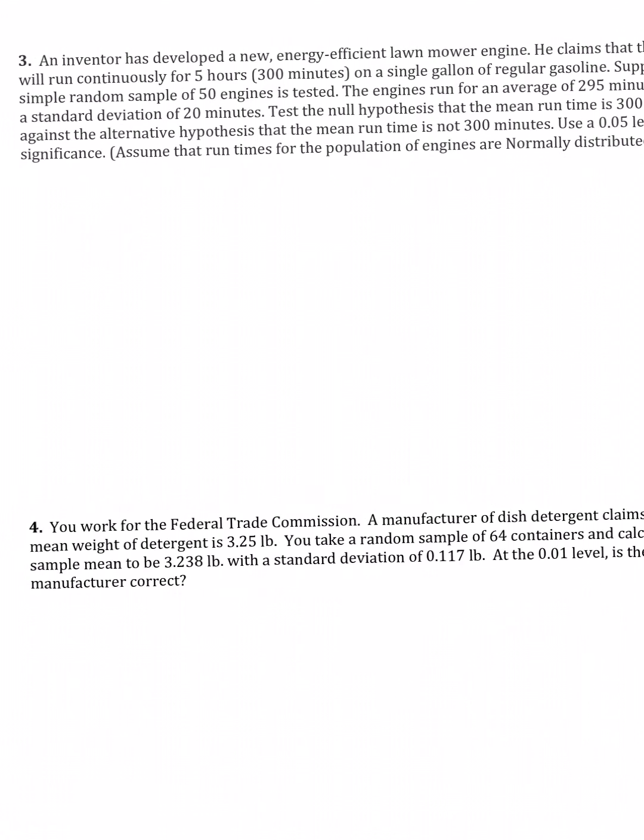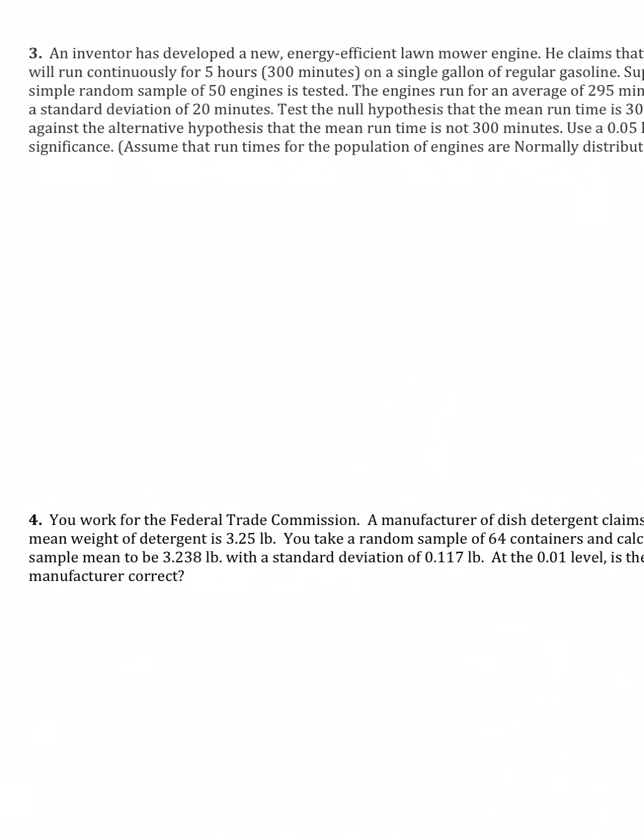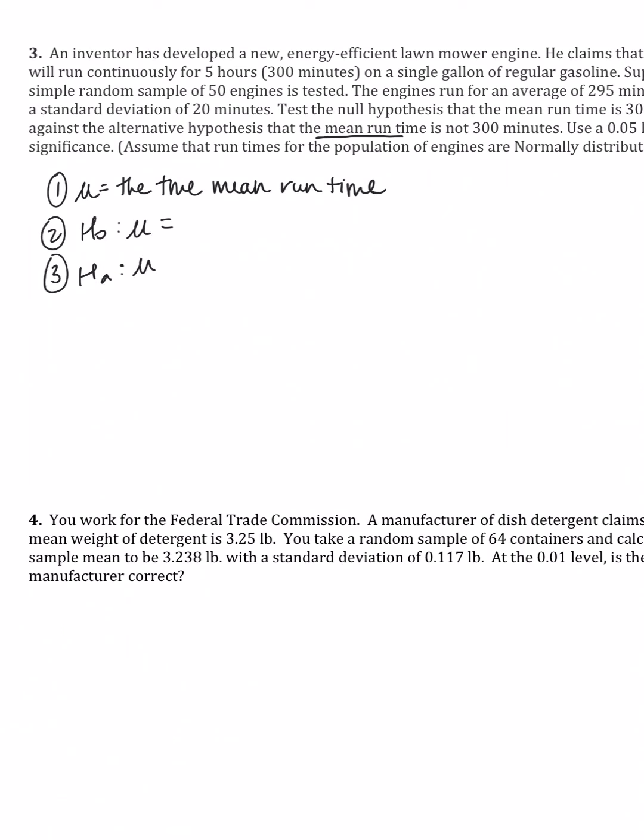That's nice. All right, number 1. We're dealing with means here, so this is mu. And we're looking at the true mean runtime for this lawnmower. It gave us the null and it gave us the alternate. We want to know if it's 300 minutes or not.